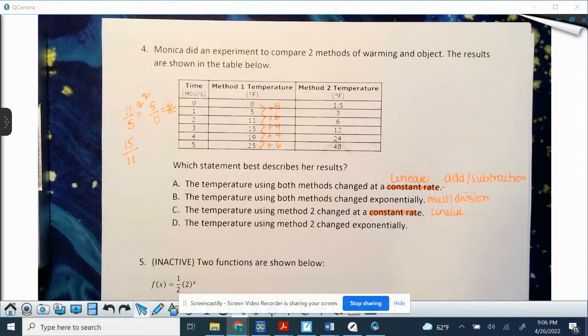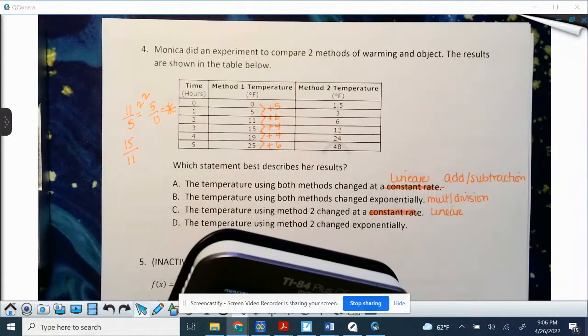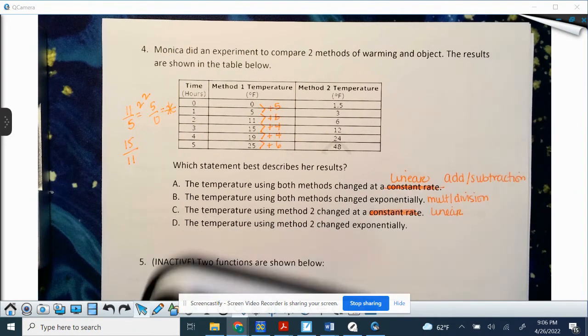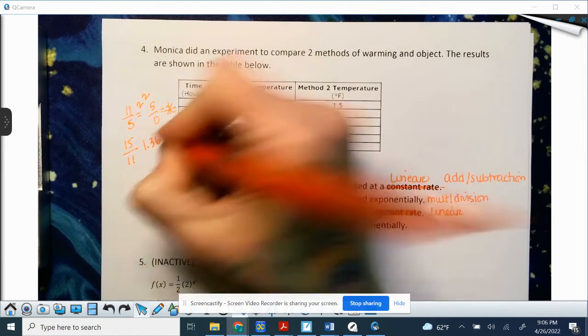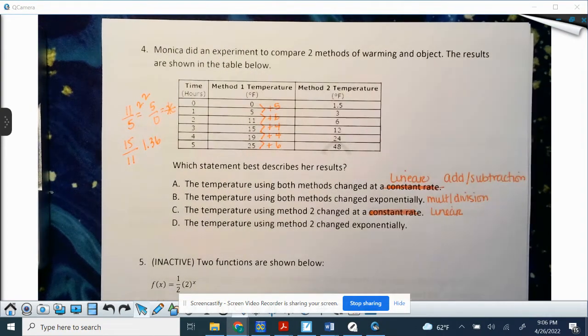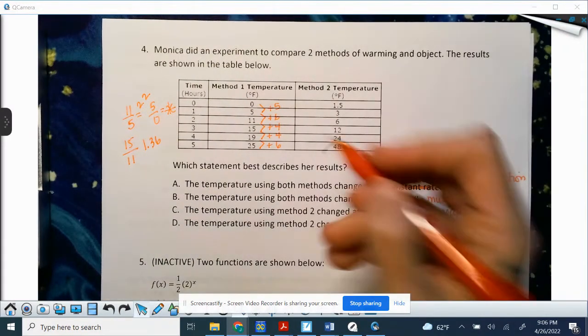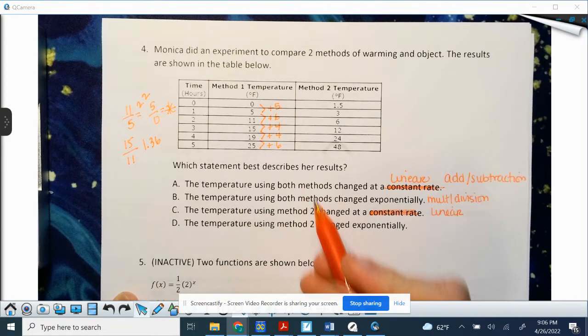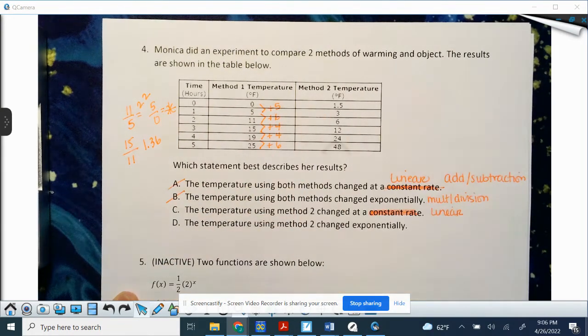And 15 divided by 11 is 1.36. So that is not a constant by multiplication or division either. So method 1 is basically out for either one of these. So method 1 is not going to work, because it is not linear, nor is it exponential.